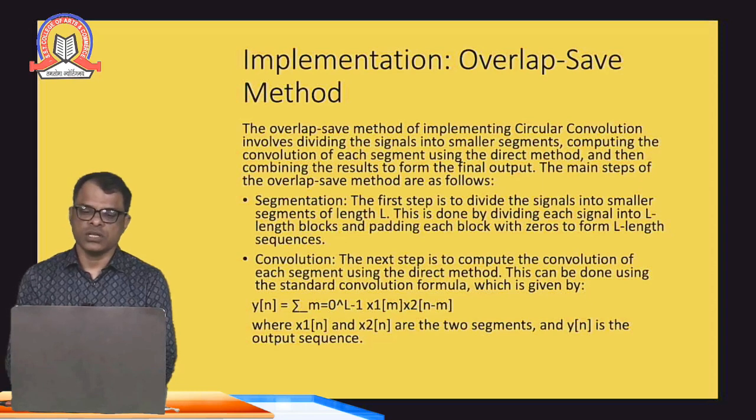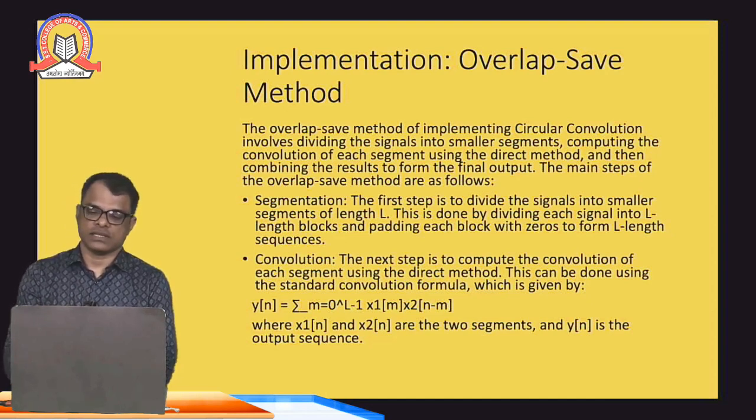Then convolution. The next step is to compute the convolution of each segment using the direct method. This can be done using the standard convolution formula, which is given by y of n equals summation over m from 0 to L minus 1 of x1 of m times x2 of n minus m, where x1 n and x2 n are two segments and y of n is the output sequence.